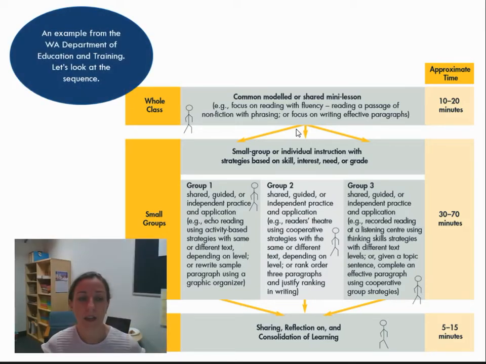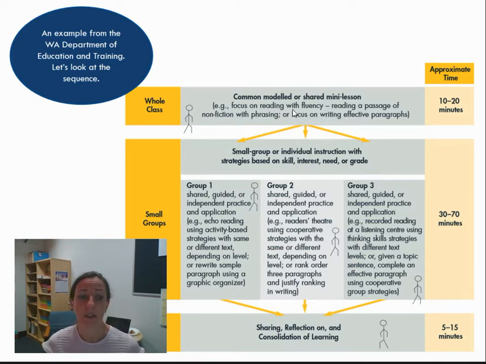So here they've kind of divided the literacy block into 3 parts. The whole class, where a common modelled or shared mini lesson happens, and it's really quite a short time, 10 to 20 minutes. And an example that they provide here might be a focus on reading fluency, reading a passage of a non-fiction text with phrasing, or for example, focus on writing an effective paragraph.